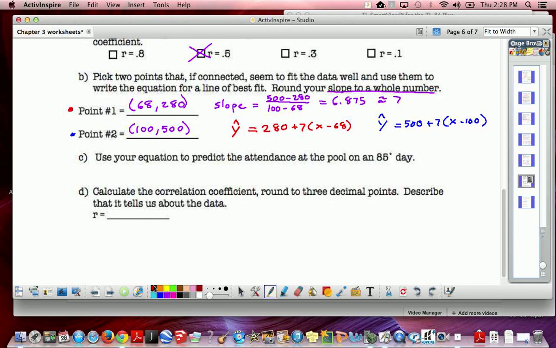So if I use the one in red, it says use your equation to predict the attendance at the pool on an 85-degree day. So on both of these, we're going to just let x equal 85. So my predicted y would be 280 plus 7 times 85 minus 68. If I simplify this and plug it into my calculator, my answer ends up being 395 people.